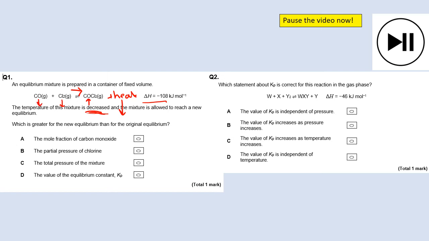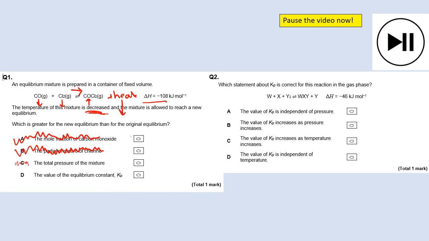Right, okay. So the mole fraction of carbon monoxide, that will decrease, so no, it won't be greater. So which is greater? The mole fraction of carbon monoxide will definitely not be greater, it will be smaller. And also the partial pressure of chlorine, because there'll be less moles, will have a smaller partial pressure. The total pressure, I would imagine here, you might be uncertain, but I would imagine the pressure would decrease because you're decreasing the temperature. It certainly won't increase, okay? So I think it's not C, so hopefully its elimination is D.